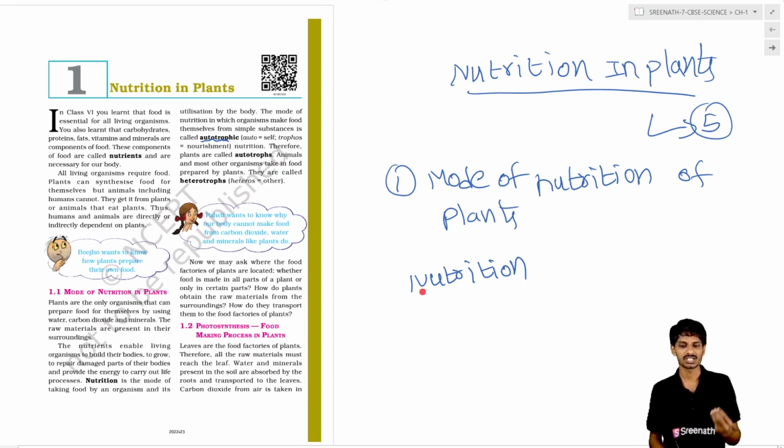What is meant by nutrition? Nutrition is nothing but the mode of preparing food or taking food by plants or organisms. In nutrition, there are two types: autotrophic nutrition and heterotrophic nutrition.